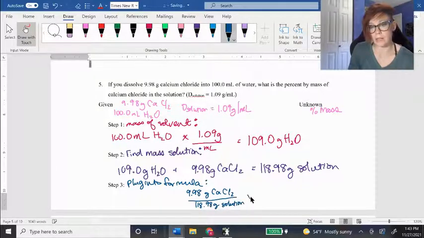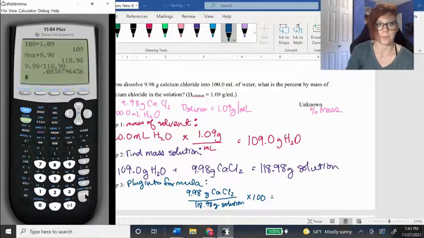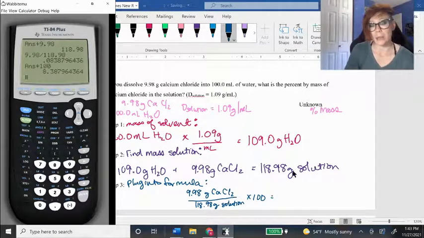And I'm going to multiply that times 100 because this is a percent by mass. So 9.98 divided by 118.98, and then times 100. Gives me 8.39. Again, 3 sig figs here, 4 sig figs here, so 3 sig figs. 8.39% CaCl2. Okay.